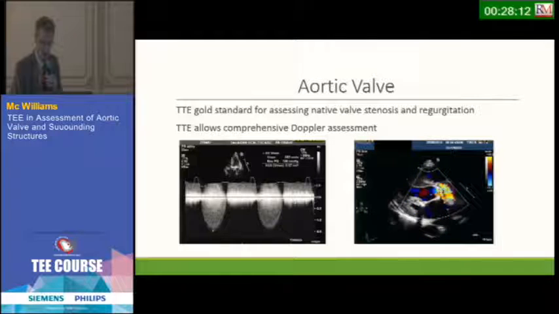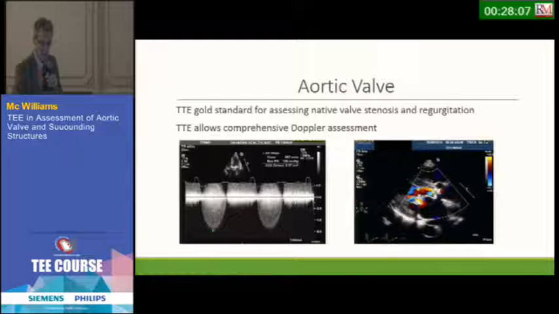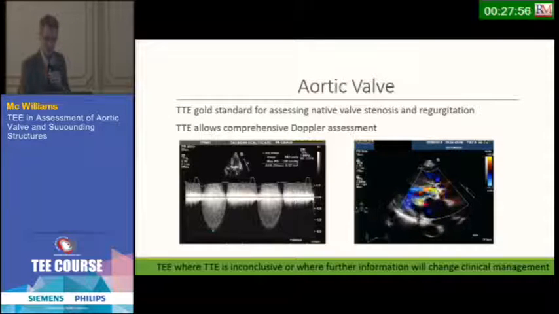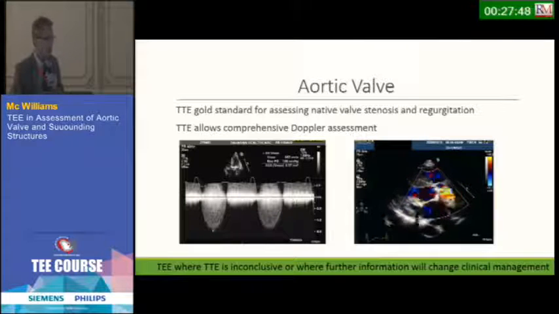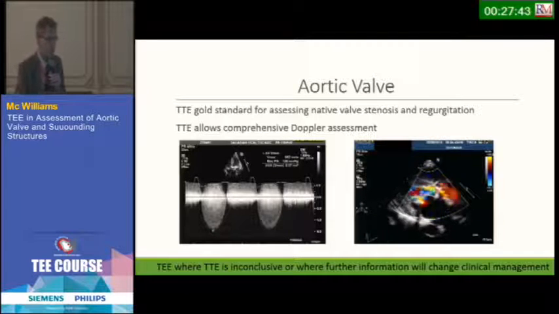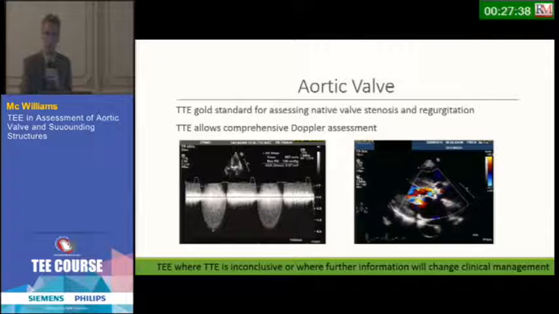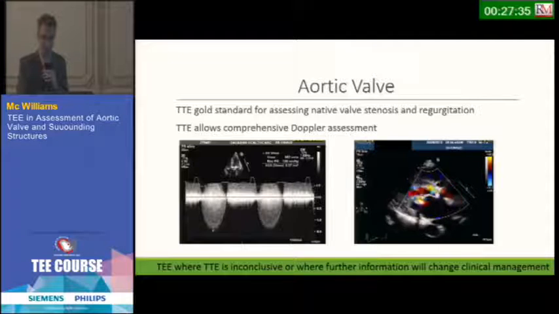This patient who has severe aortic stenosis with late peaking of the gradient, here is 5 meters per second, and also has aortic regurgitation. So the transthoracic echo here is diagnostic. We don't need to go to transesophageal echo. However, transesophageal echo is indicated where the transthoracic echo is inconclusive, or further information will change the clinical management. If there was a question about endocarditis or some other lesion that couldn't be fully elucidated from the transthoracic echo.